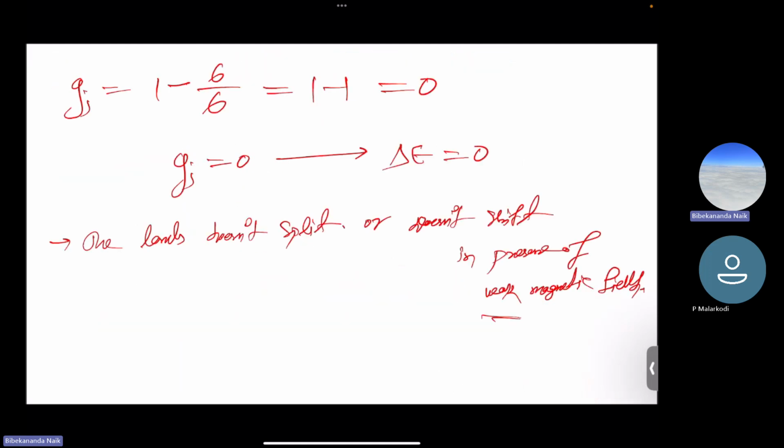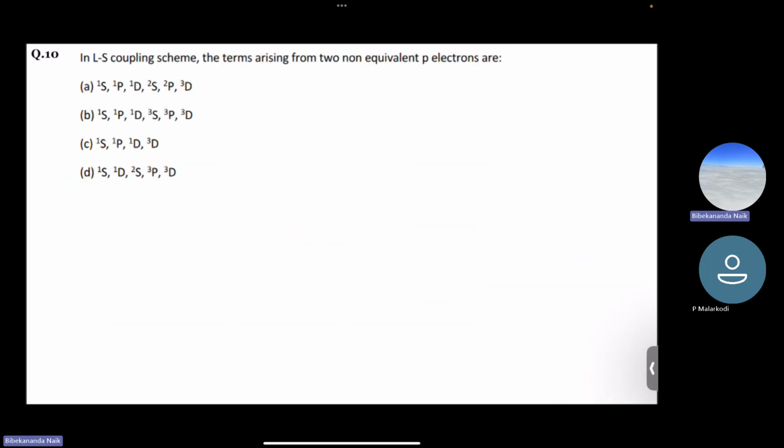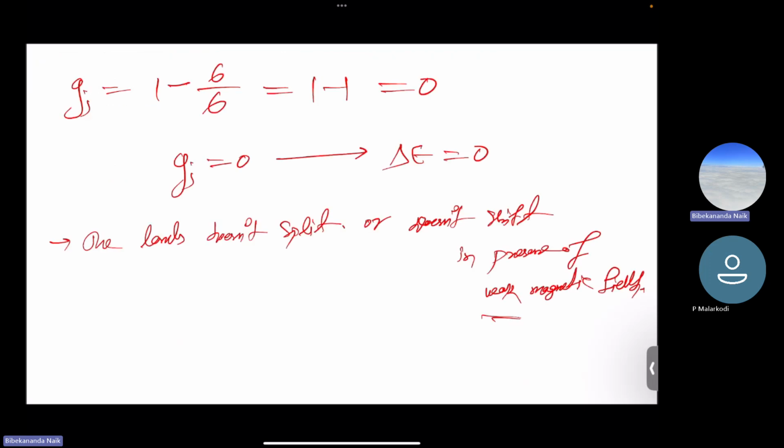Now if you think about the splitting, why it is mentioned specifically that it is in weak magnetic field, because in weak magnetic field the coupling between L vector and S vector doesn't break. That's why it is mentioned as weak magnetic field. So weak magnetic field is the case of anomalous Zeeman effect.